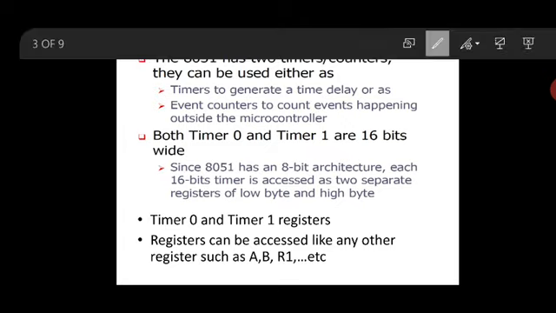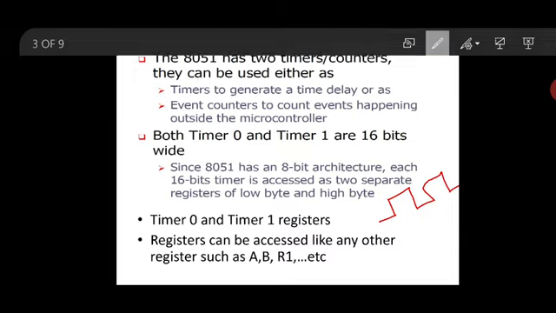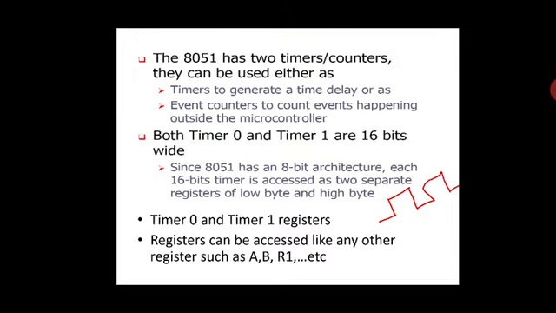Let us take that my clock frequency is 11.0592. If I want to generate different cycles from this, we call it a timer. Counters are used when something external is happening, or an external event is happening.